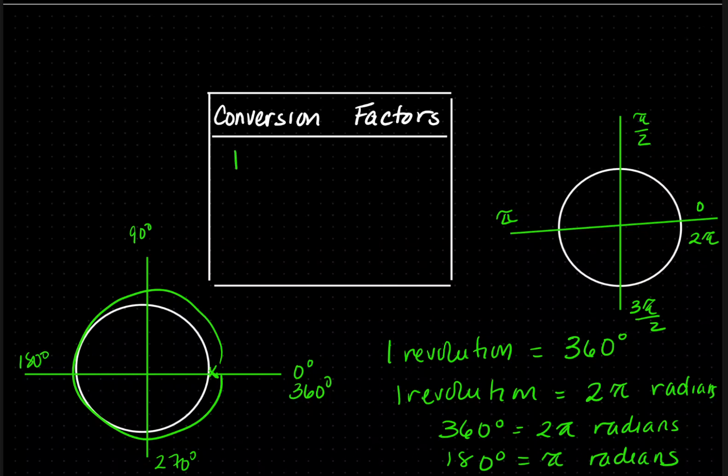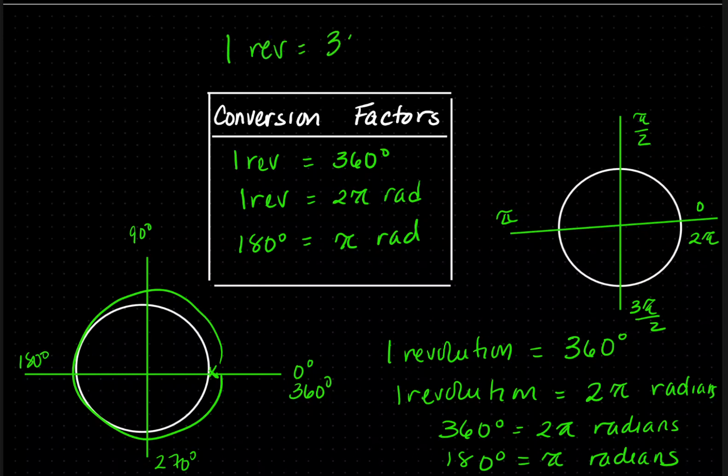So you need to memorize 1 revolution is equal to 360 degrees. 1 rev or revolution is equal to 2 pi radians. And 180 degrees is equal to pi radians. If you notice, all 3 of these are equal to each other. So if you want, you could just memorize 1 rev is equal to 360 degrees, which is equal to 2 pi radians.